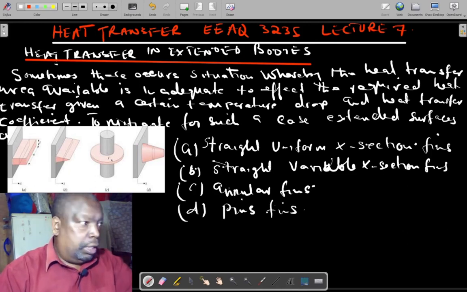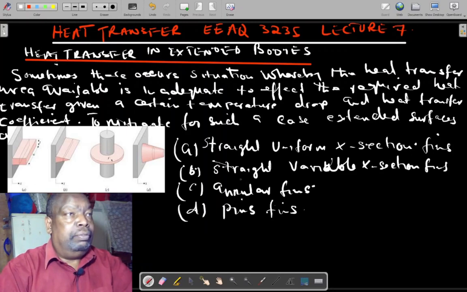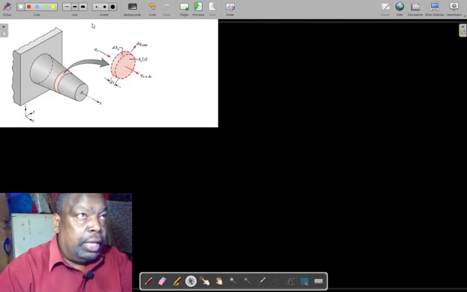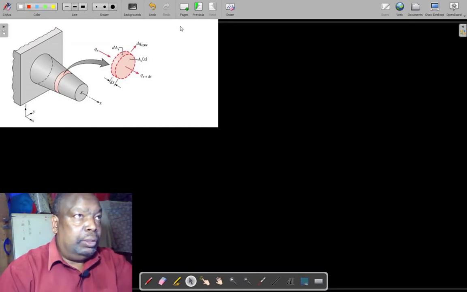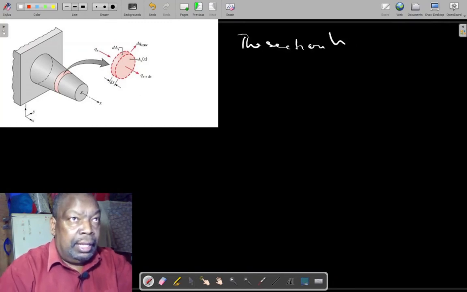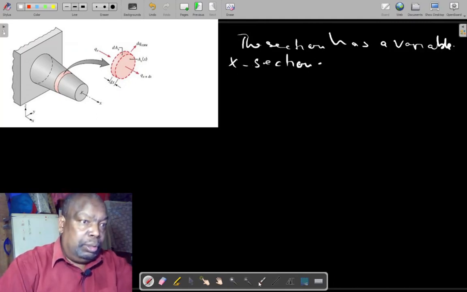So now we are going to have a look at the theory behind the heat transfer in extended bodies, and we'll be looking at a general case as shown, where the section has a variable cross-sectional area.